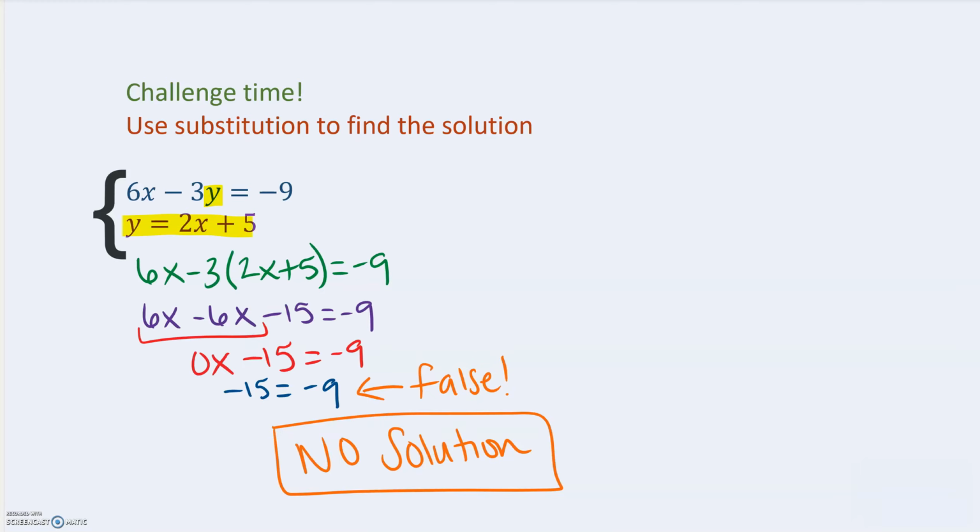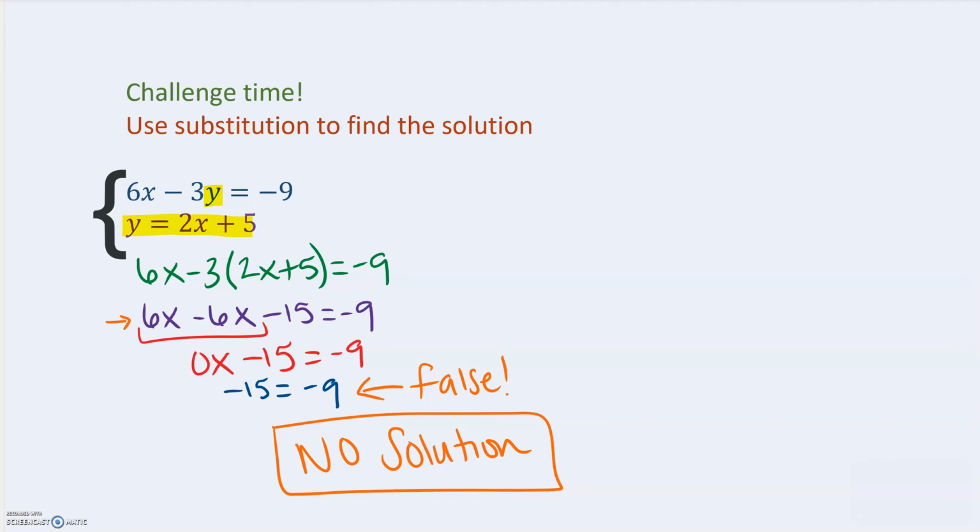All right, so this time we can see that we ended up having 6x minus 6x, which gave me 0x. So I have no x's in this problem at all. They completely poofed. They vanished. They're gone. So I end up being left with negative 15 equals negative 9, and that's not true. If you owe me $15, that is not the same as saying you owe me $9, right? They're not the same. So when this happens, when we get two numbers equaling each other, but those numbers are different, we have no solution.